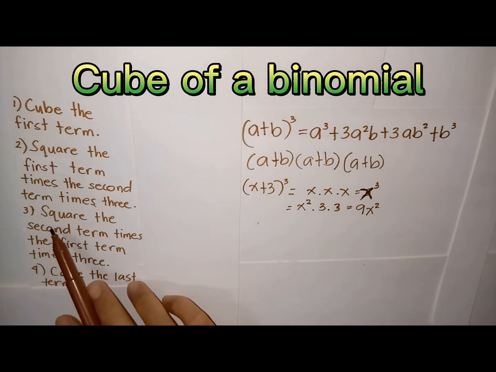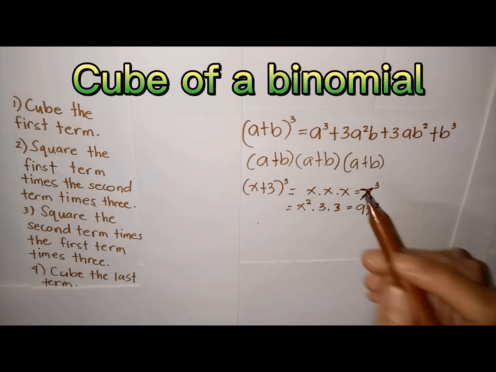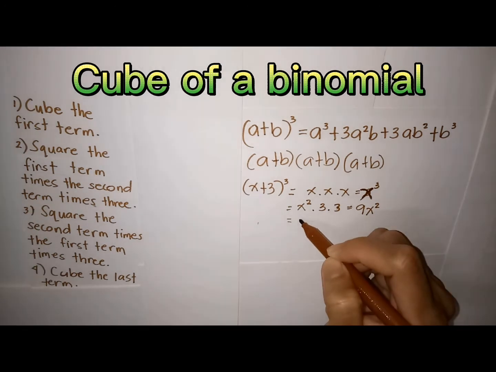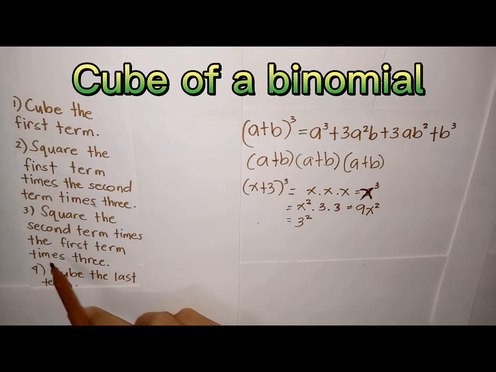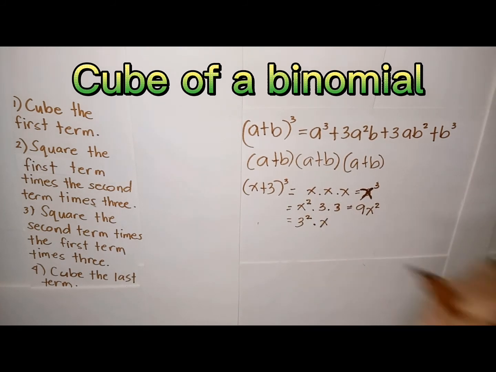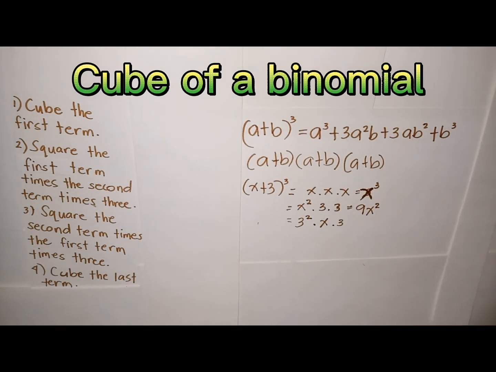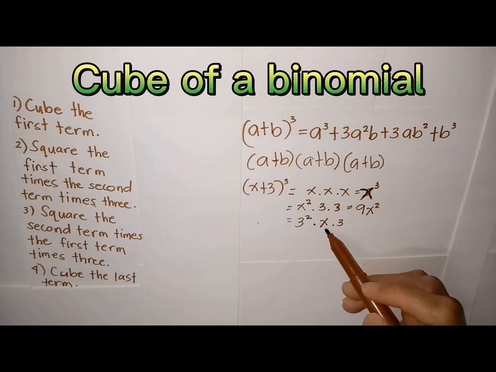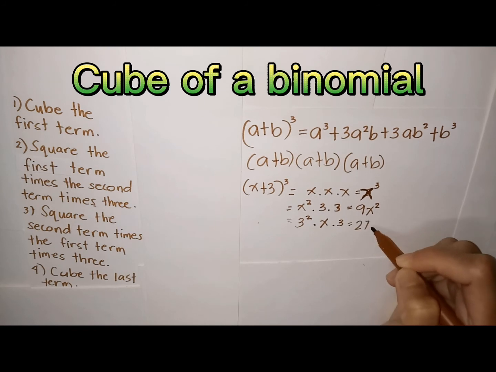We have our third step, that is square the second term times the first term times 3. So our second term is 3. We need to square that. That is 3 squared times the first term. Our first term is x. So times x times 3. We have 3 squared, that is 9. Times x, we have 9x. Times 3, we have 27x.